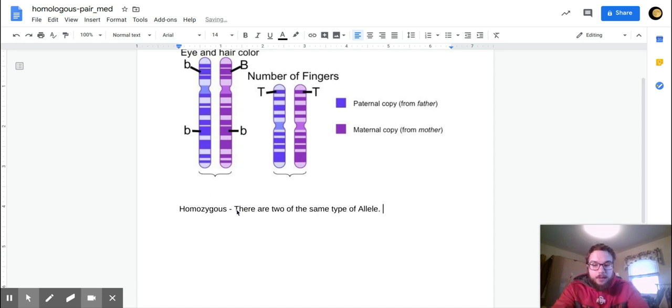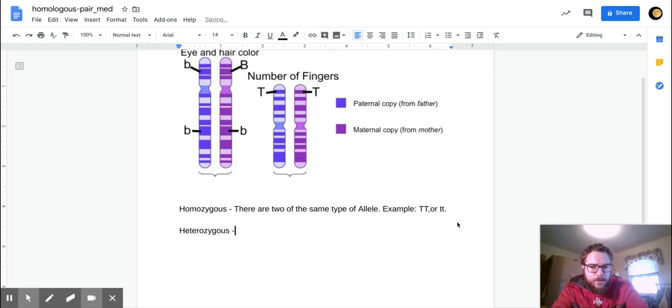Now, what this looks like, your example would be, you either have, let's stick with fingers here, 2 big T's or 2 little t's. There we go, okay? So homozygous, 2 of the same type of allele, meaning you either have 2 dominant or 2 recessive, okay? Hopefully that makes sense. Now, the other word I want you to add in here is heterozygous.